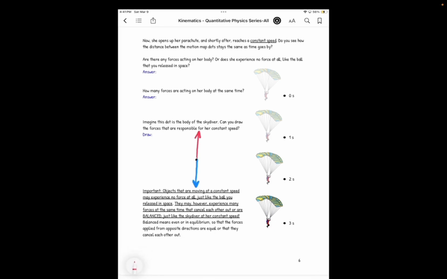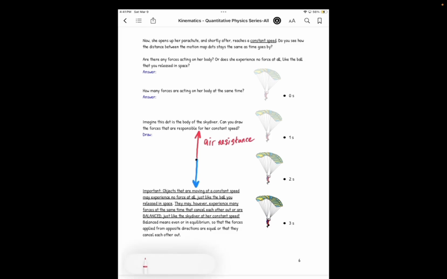So what kind of force is that, do you think? That upward force. What kind of force is it? Who's applying that force? What is applying that force? The parachute. Right. So the parachute itself is causing the air resistance, right? Mm-hmm. Or air drag.